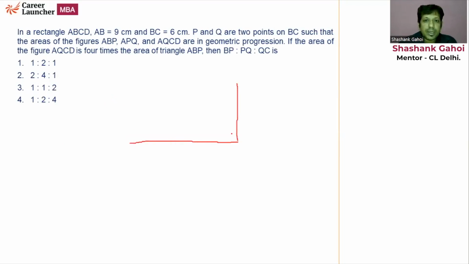AB is 9 and BC is 6. Okay. Let's call this A, let's call this B, let's call this C, let's call this D. Now this is a rectangle and this is 9 and this is given to us as 6. P and Q are 2 points on BC. Okay. So basically this is P. This is somewhere around Q.